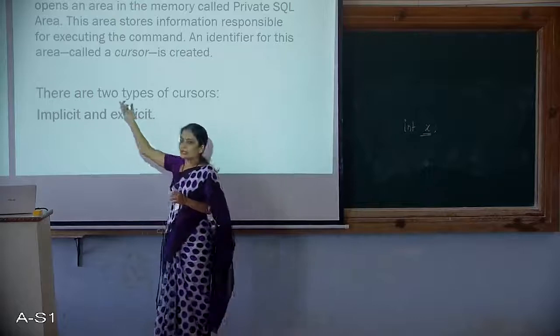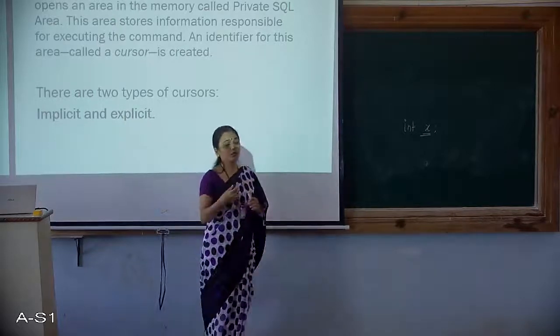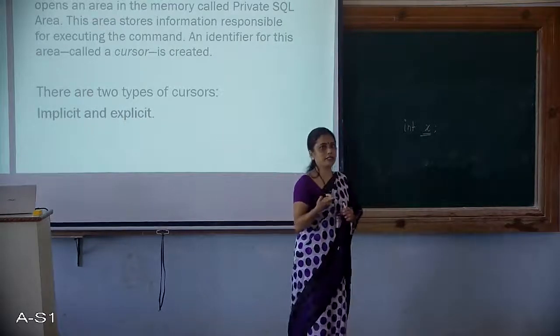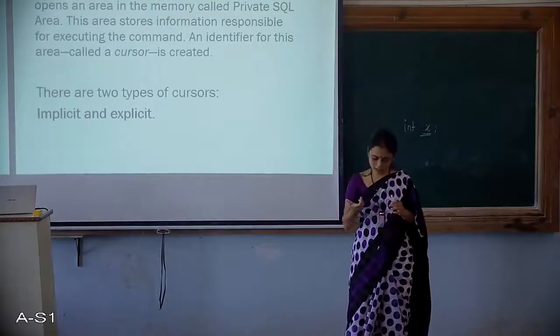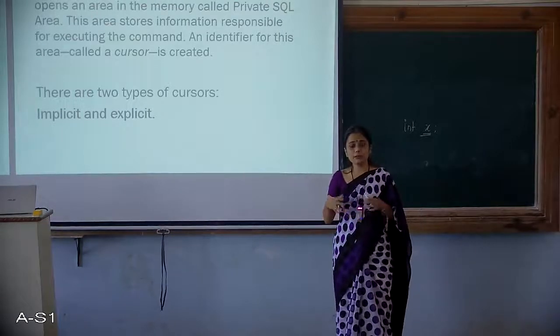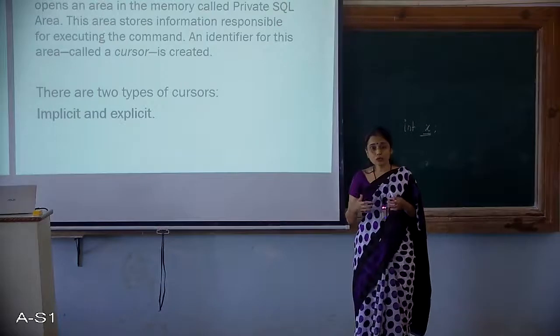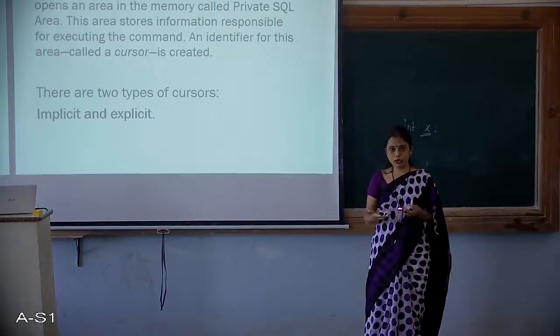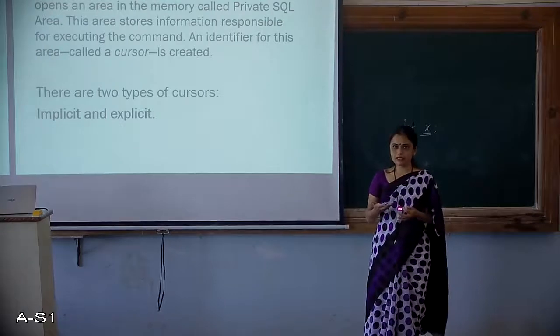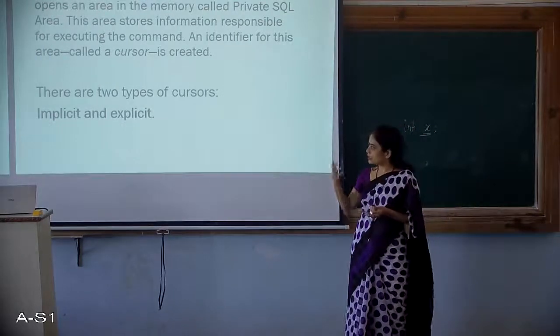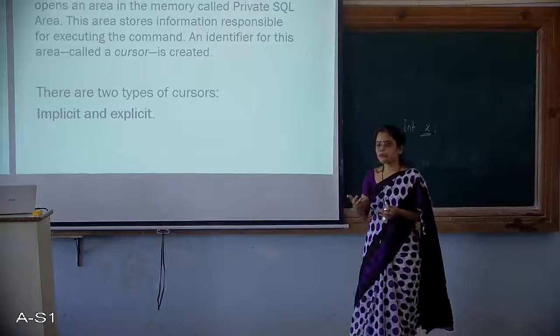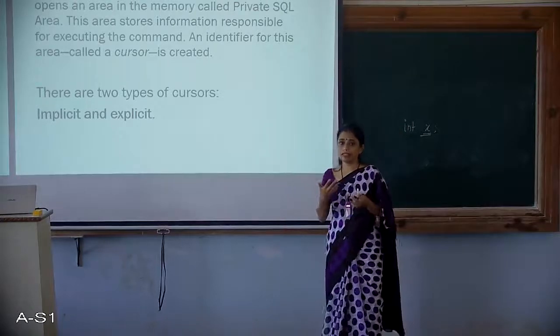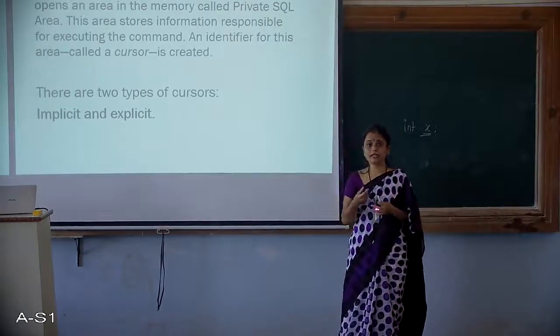As I have written here, there are two types of cursors. One is implicit cursor, one is explicit cursor. Implicit cursor is the one which is implicitly defined. That means the user does not have to do anything for it to work. That is what implicit cursors are. And explicit cursors are explicitly defined, given a name.